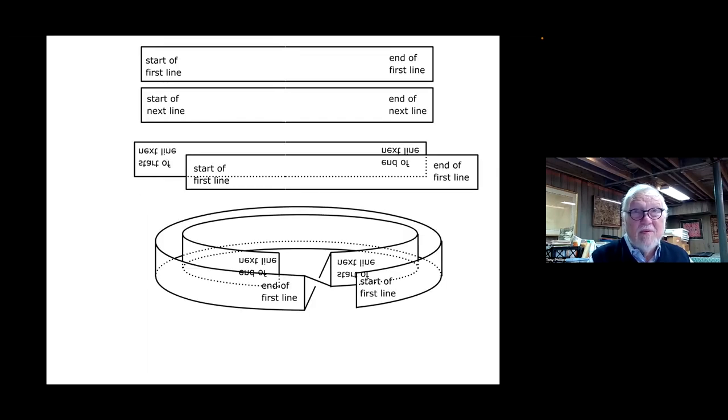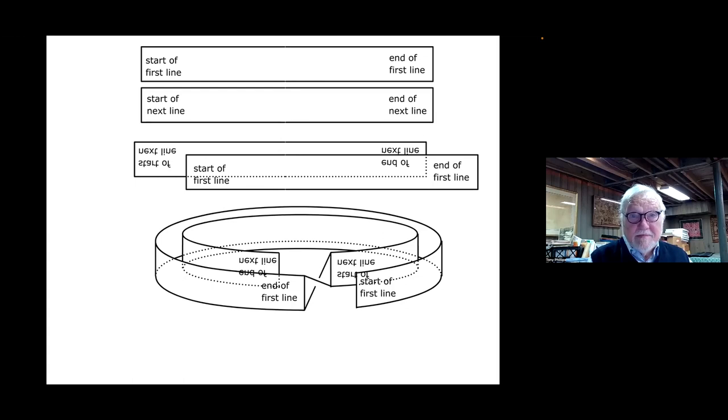If you start with the text the way they did, you cut the text in two at the top: start of the first line, end of the first line, start of the second line, end of the second, right? And then you flip the second one and stick it onto the back of the first one, stick the two together and give them a twist, and you have a Möbius strip. But there was nothing non-orientable about the procedure in the first place.